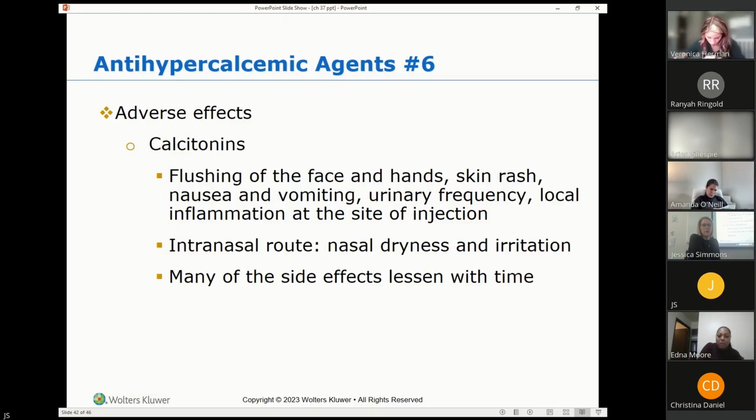So these drugs can be given intranasal, IV, IM. There's many different formulations. And all of those are in table 37.4, where it lists all of the drugs for parathyroid agents.